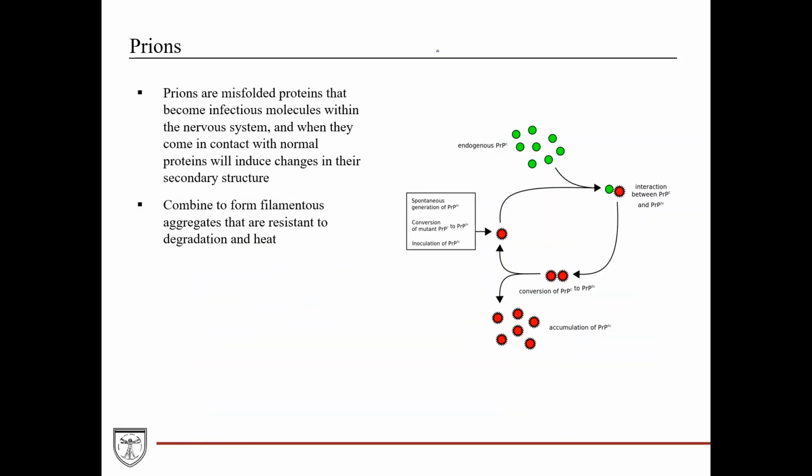All right, so we're going to take a minute here and talk about prions, because this is a high-yield topic for biochemistry exams, and they also have a lot of clinical relevance, which makes them a high-yield topic for board exams as well. So what are prions? They are misfolded proteins that become quote-unquote infectious molecules.